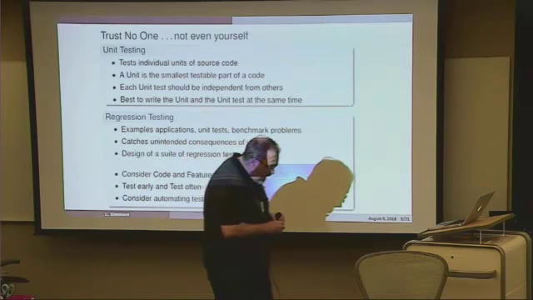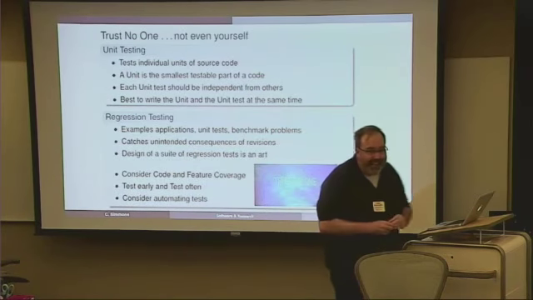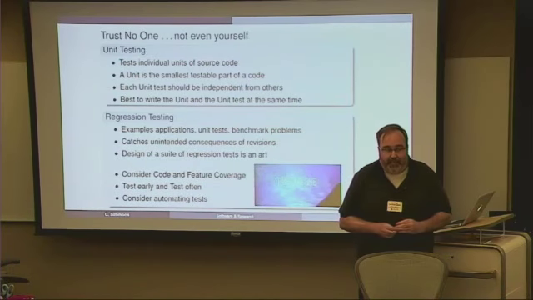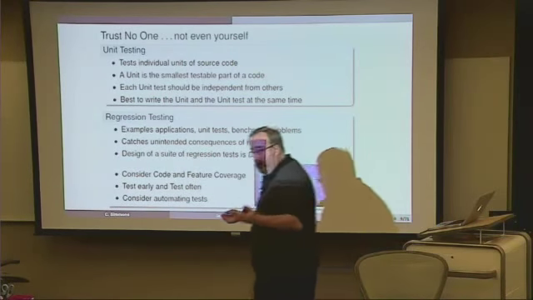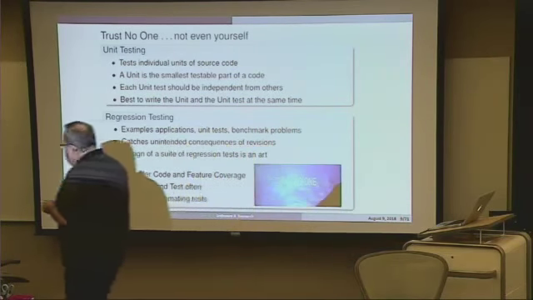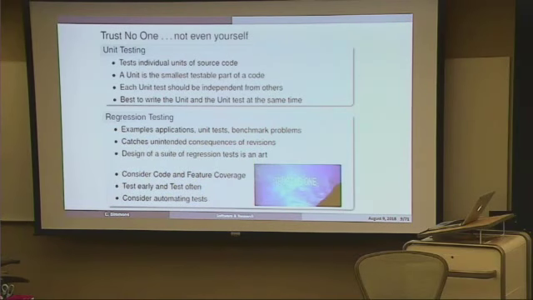Testing. If a code comes with no tests, how do you know it's right? You don't. There are two major branches of tests: unit testing and regression testing, or system testing, or integrated tests.